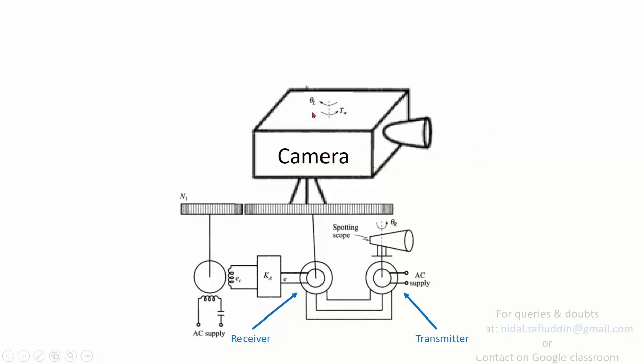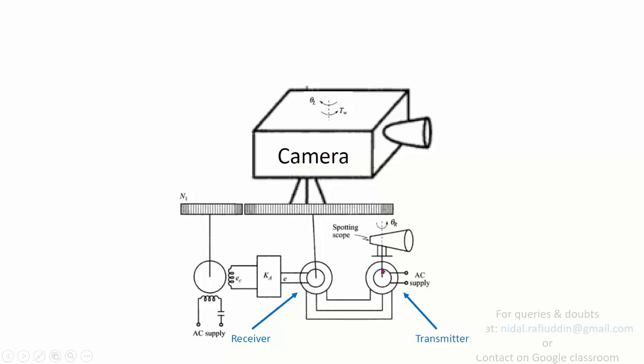controlled. The angle of rotation of this camera or this device is required to be changed by changing the orientation of the spotting scope. So this is the scope where the user will be controlling theta r manually. So let's say somebody is seeing through this spotting scope and allows this scope to rotate by an angle theta r. So let's say he wanted to see something on the left side, he wanted to capture something on the left side. When he rotates this spotting scope anti-clockwise to the left side, this will cause the rotor of the transmitter to rotate anti-clockwise.